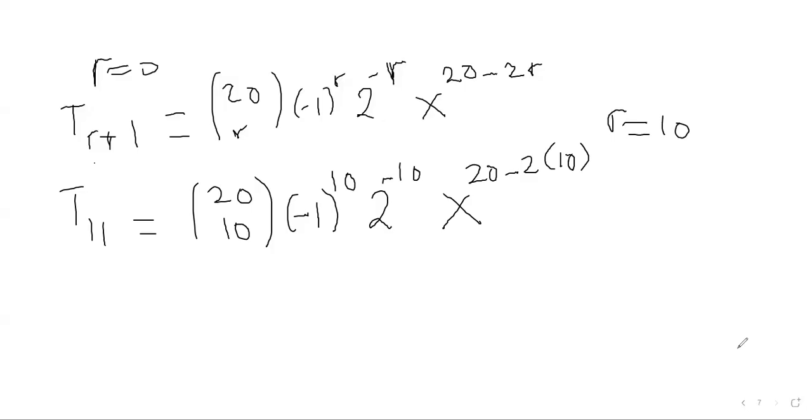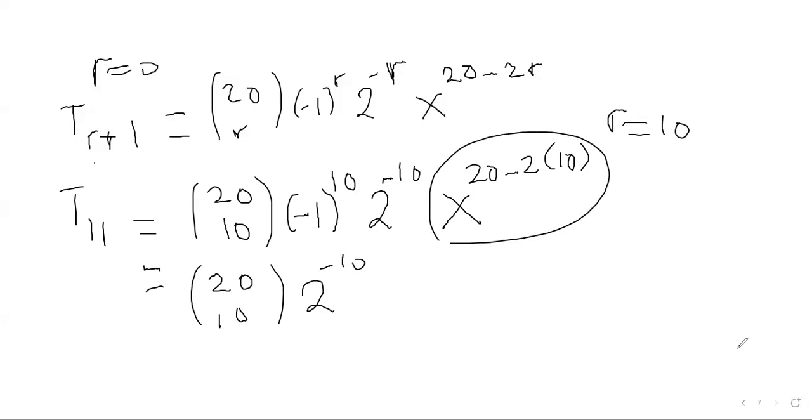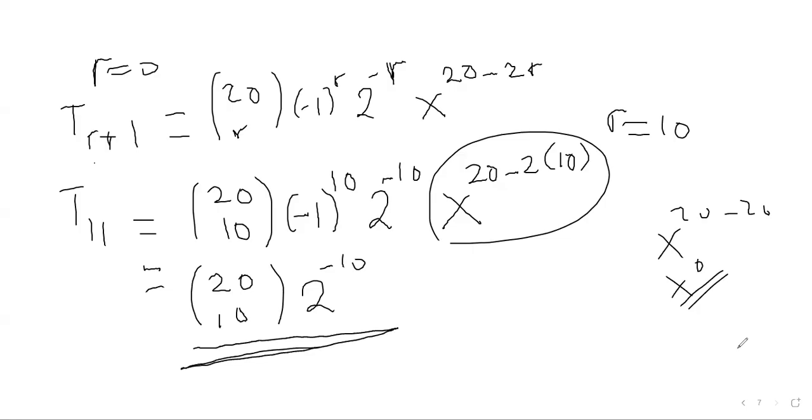So when you look at this part here, before we go any further, this is 20 choose 10, negative 1 to the power of an even number, the outcome is going to be 1, and then 2 to the power negative 10, you can find the value for it. And then this piece here, it is going to be x to the power 20 minus 20, which is 0. So it's x to the power 0. That's why we are saying it's independent of x. So this is what you are going to have at the end of the day. So we just need to simplify this, and then you have that one.